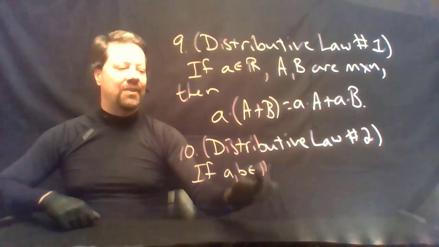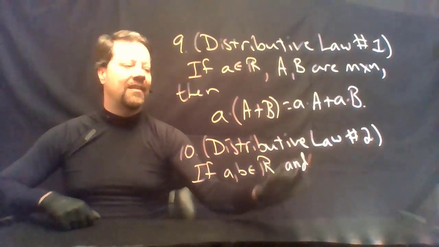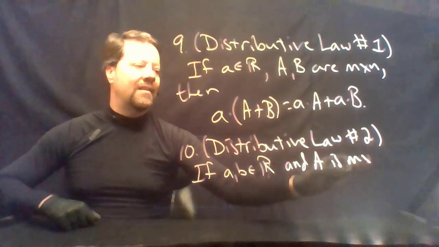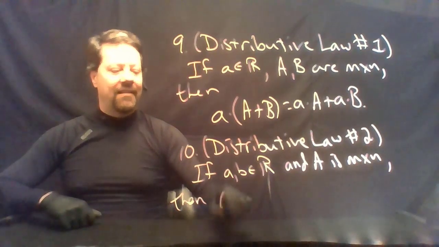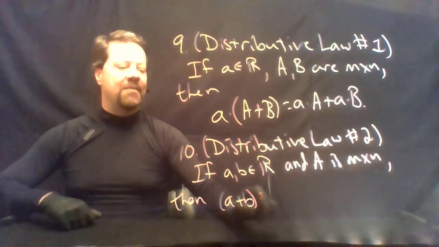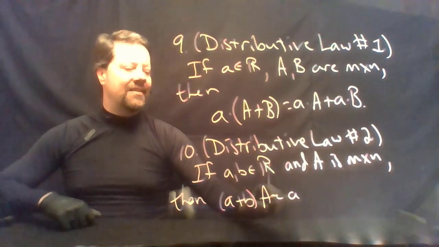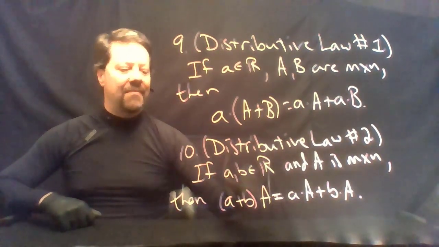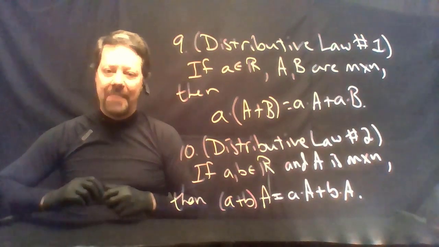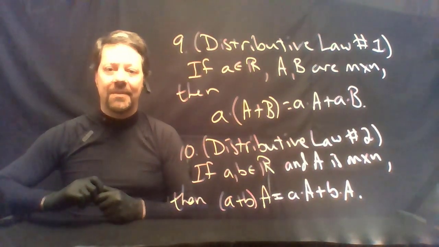In this case, we'll take 2 real numbers and a matrix that is m by n. Then a plus b times the matrix A is the same thing as a times A plus b times A. So you can distribute matrices across scalar sums.